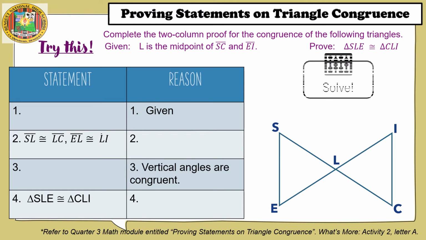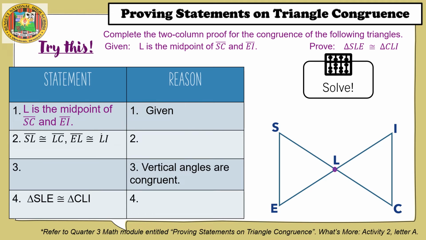Let us solve. We begin with the first missing statement. The reason stated is that it is given. So this means the statement should be what is given in the problem. Thus, we have the statement L is the midpoint of segments SC and EI. Let us mark on the figure the midpoint L.